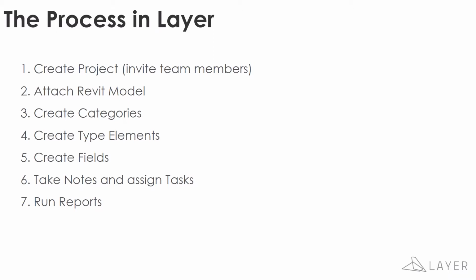Now, this can happen either early in the process if a model already exists, or you can do this sometime later. There's a little bit of a trick to it, though, if you're going to work with a Revit model at a later time. But ideally, today, what we're going to focus on is attaching that Revit model. The reason we're connecting that Revit model is that we're going to pull the information through to Layer.